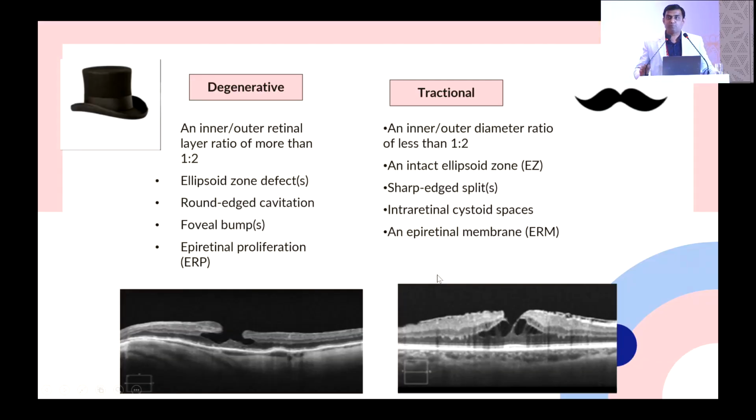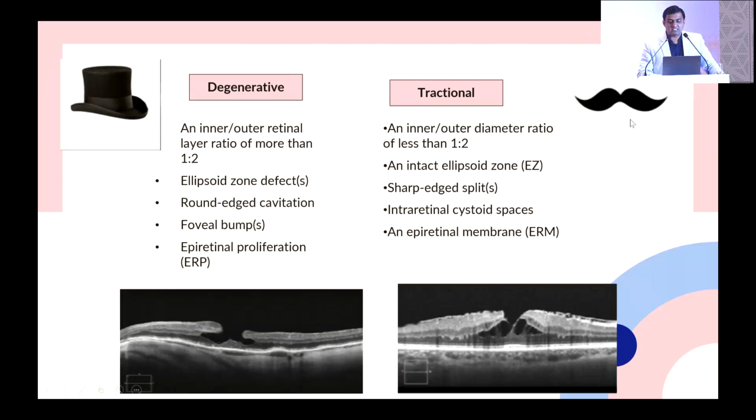So for the sake of postgraduates, you can describe it as a degenerative macular hole, a lamellar hole, where there are ellipsoid zone defects and round-edged cavitation is seen. Sometimes you can see small foveal bumps, and of course you can see the epiretinal proliferation which I described earlier. It's a medium homogeneous structure seen here in between the two hyperreflective layers.